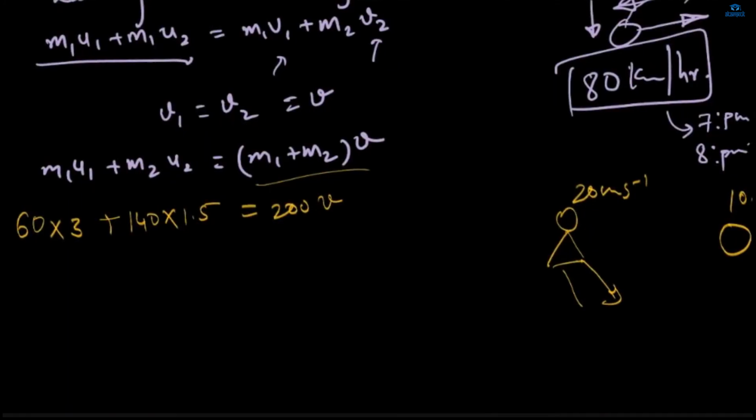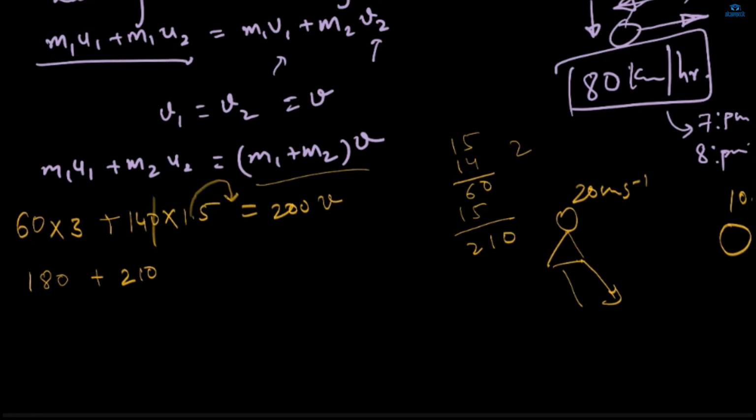We are running out of time here, so only this question we'll discuss. It has taken time. So 15 into 14, how much will it be? 210. Because the zero shifts the point one place to the right, we can cancel this point along with the zero. Equal to 200 V. So 210 plus 180 means it will be 390, and 390 is equal to 200 V.